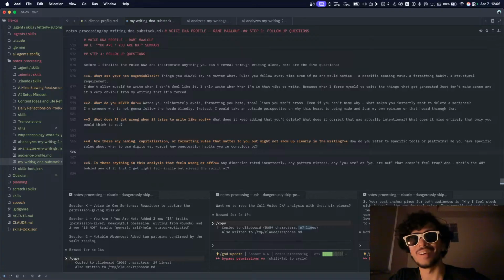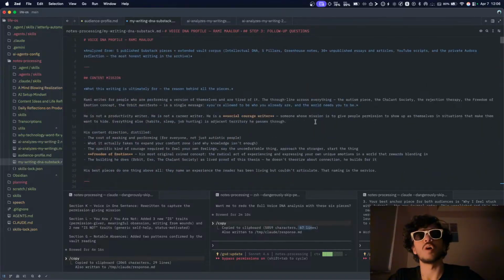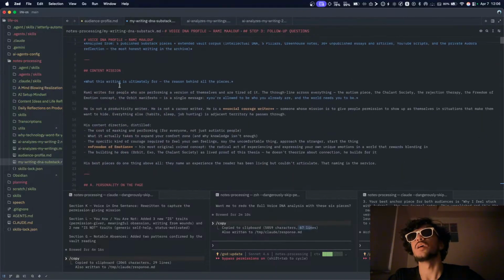Is there anything in this analysis that feels wrong or off? Any dimension related incorrectly? Any pattern misread? Any "you are" or "you are not" that doesn't feel true? What is the why behind any of it that I got right technically, but I missed the spirit of? Oh, okay. The thing that was wrong, I'd say, is the reason behind all the pieces.